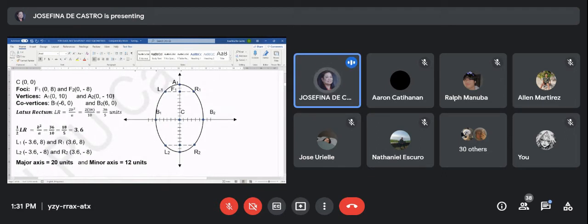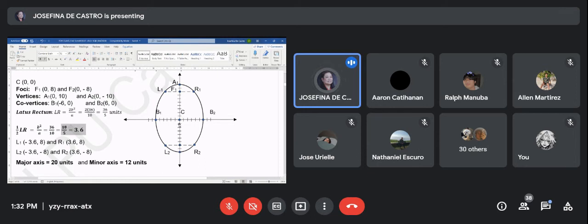Therefore, ang foci natin is above and below the center. 0, 8 and 0, negative 8. Our vertices or the endpoints of the major axis is also above and below the center. 10 units above, 10 units below. 0, 10 and 0, negative 10. The co-vertices or the endpoints of the minor axis is on the left and right. 6 units to the right, 6 units to the left. The LR is 36 over 5. Half of that is 18 over 5, equivalent to 3.6.